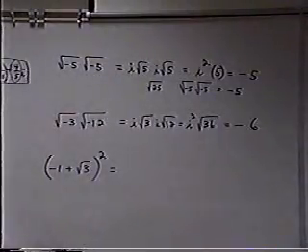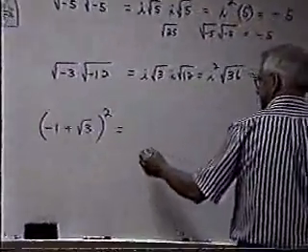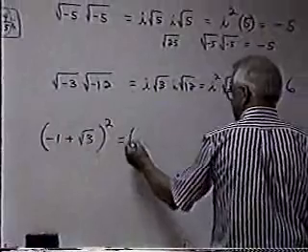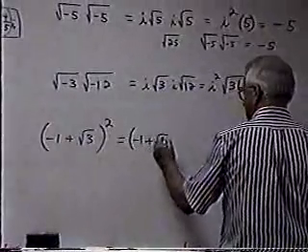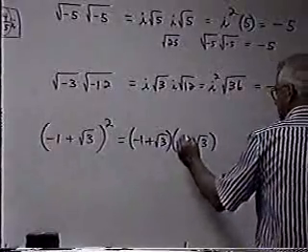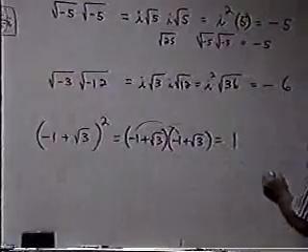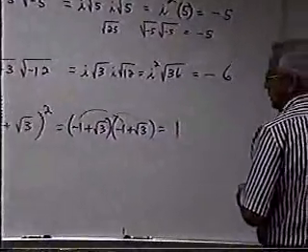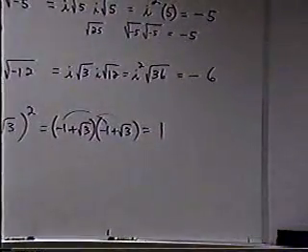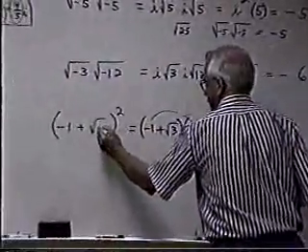Okay, next one. We're going to square this. So that means we're going to write it down twice and do the FOIL method. Okay, first times the first, so plus 1. Last times the last. Wait a minute, I got a mistake in this. What I need is a minus right here. We'll change this over to minus 3.